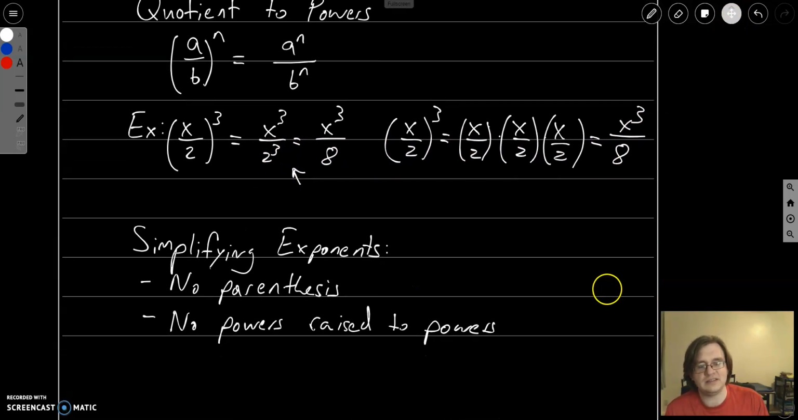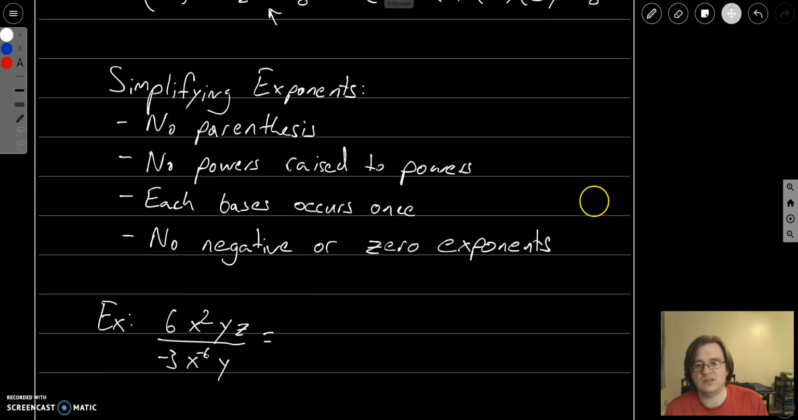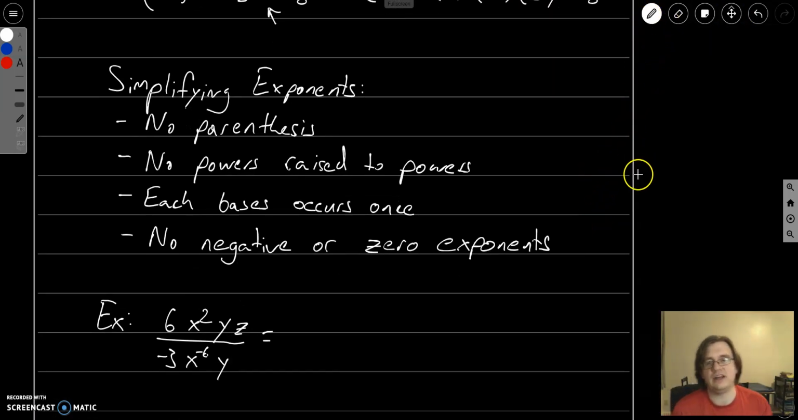So when you are asked to simplify, remember that before, when we saw how to simplify algebraic expressions, we do everything in the exponents first so that we can get rid of them. We combine like terms, and we try to make the expression as simple as possible. Well, we can simplify exponents as well. And the idea is that we don't want any parentheses. Any powers raised to powers, we know how to deal with that. We just multiply the powers.